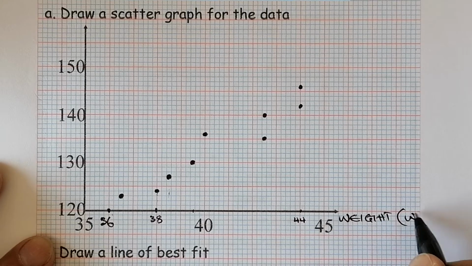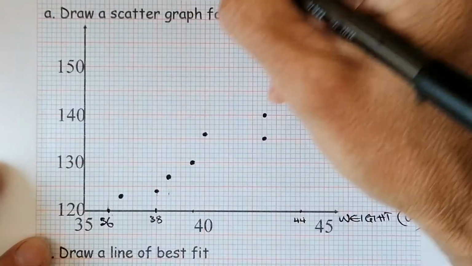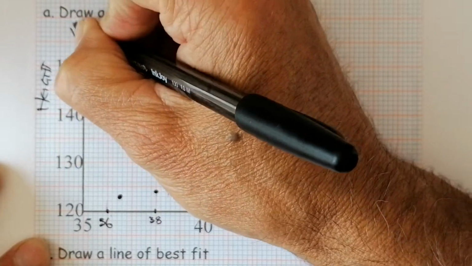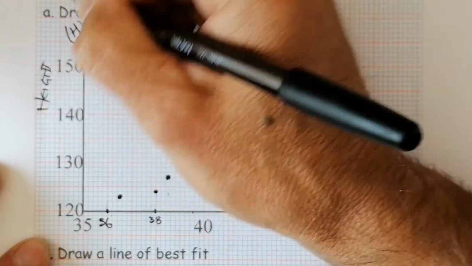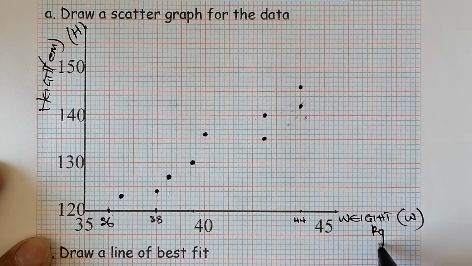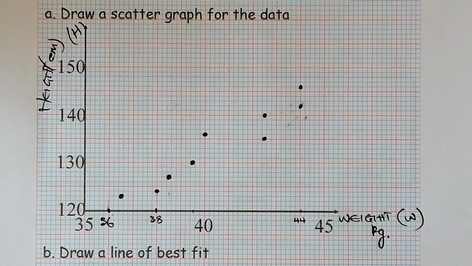And what we'll do is we'll call that axis the W axis. Okay. This one here was the height. So that's height. And we'll call that the H axis. So the height was going to be in centimetres and the weight was going to be in kilograms. Okay, so that's me got that chart kind of set up basically for this, okay?